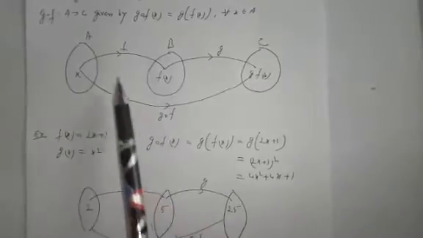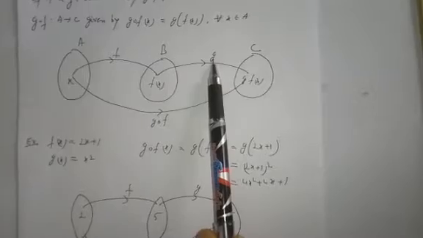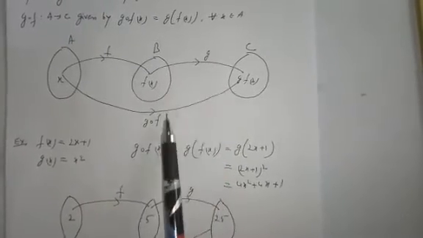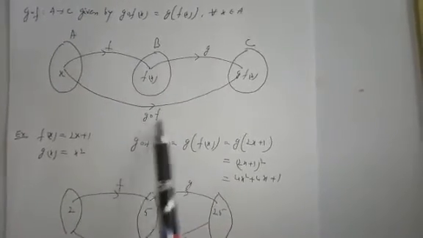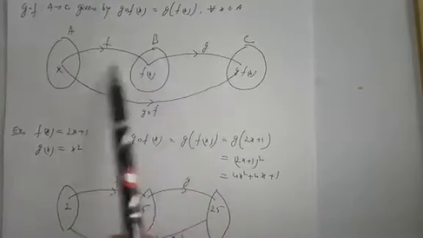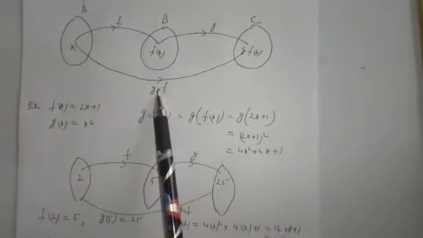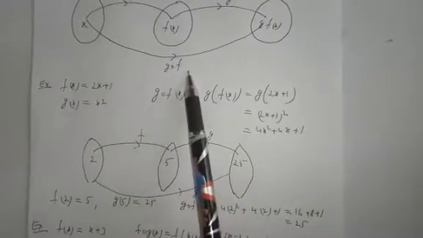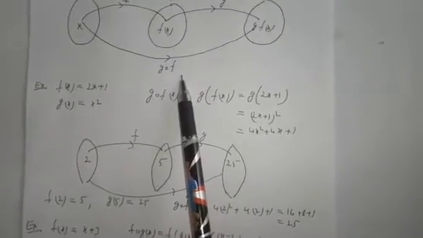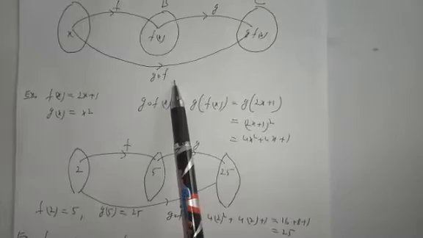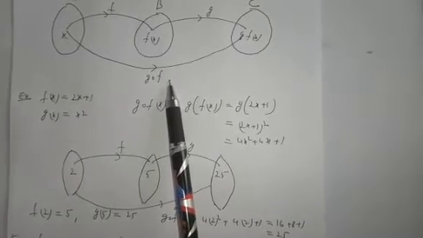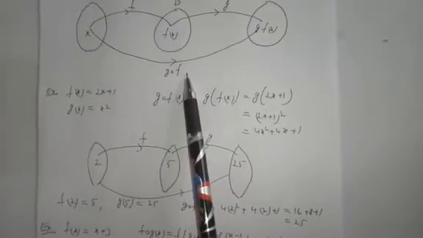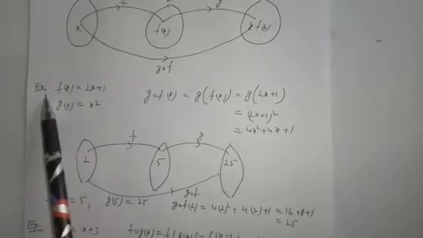So with the help of two functions, we are forming a new function. gof is the composition of these two functions, and in the same way we can form fog, fof, gog. These are all compositions of two functions. Now we will make it clear with an example.